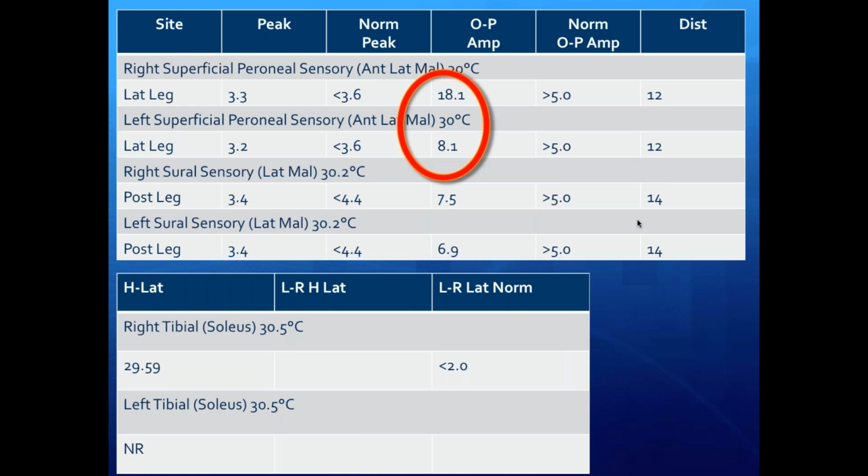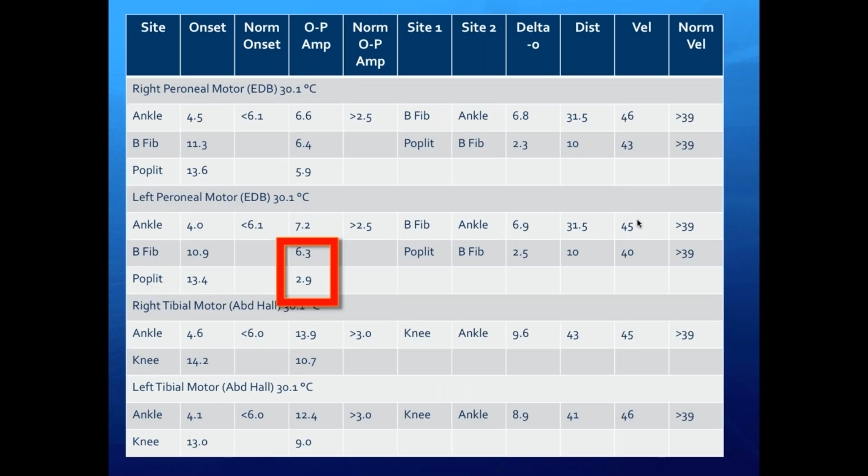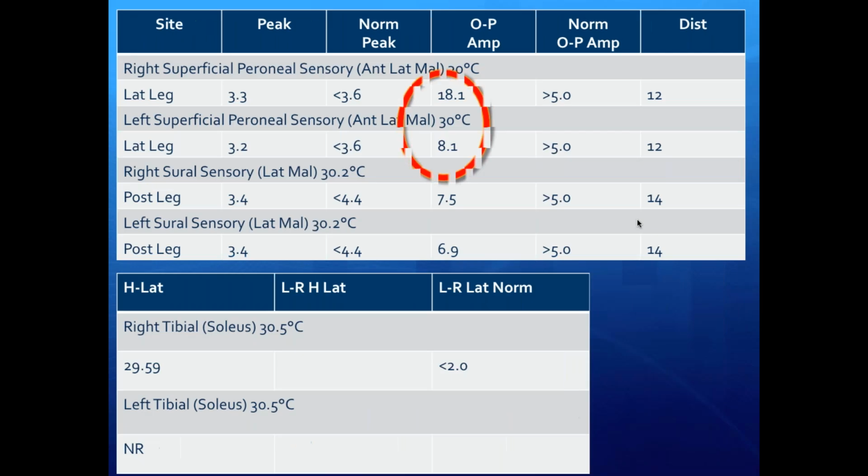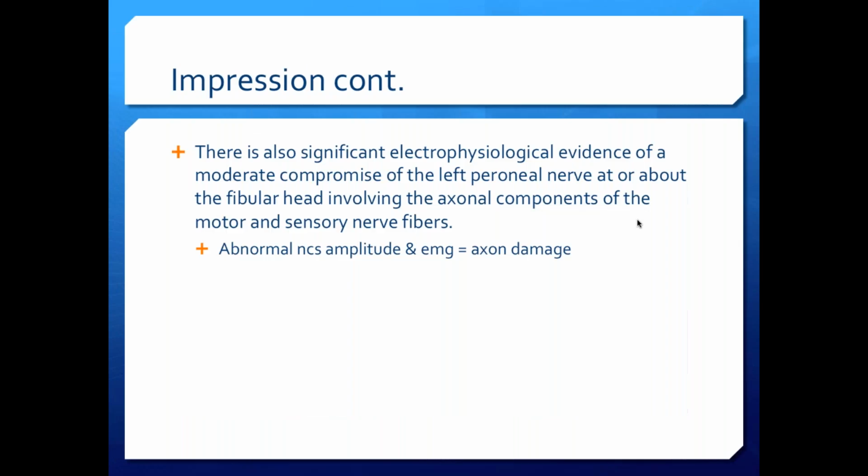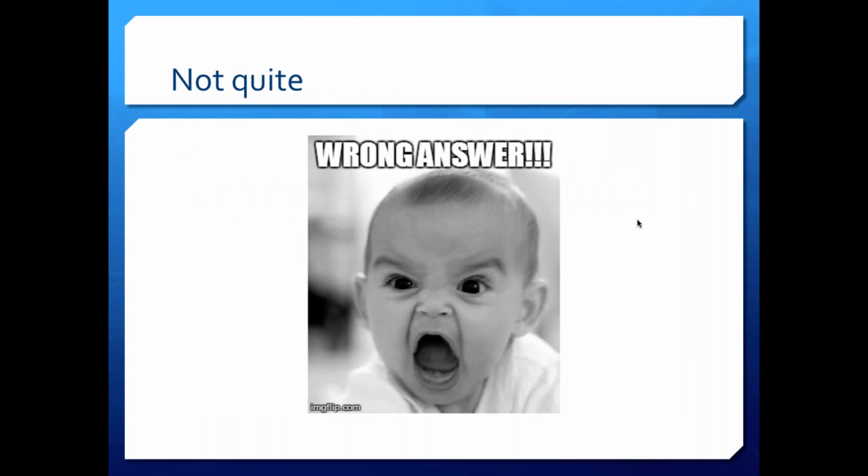If we go back and look at the distal amplitude, we can see that it's even higher than the less symptomatic side. It's 7.2. So it's actually preserved quite well. So what caused this abnormal amplitude?